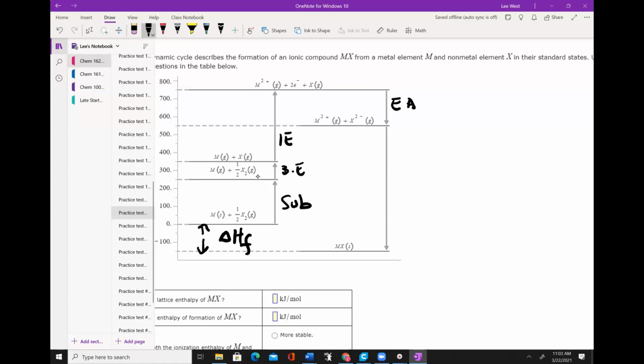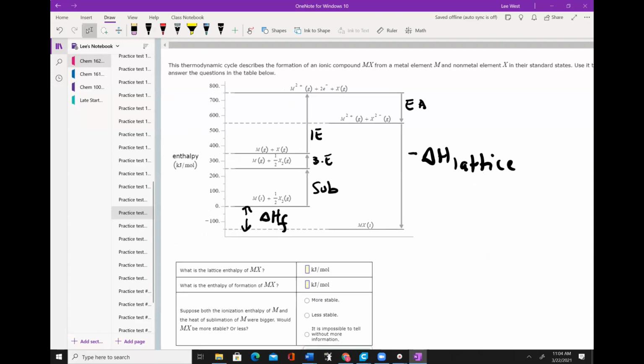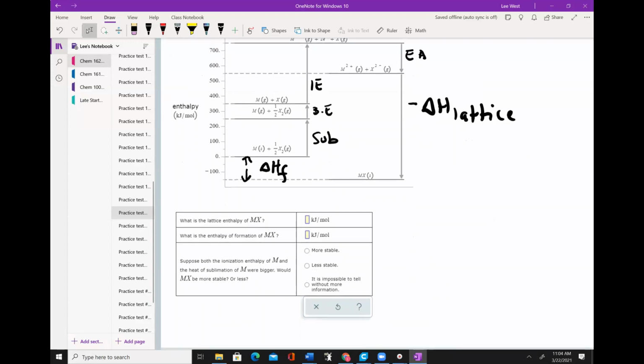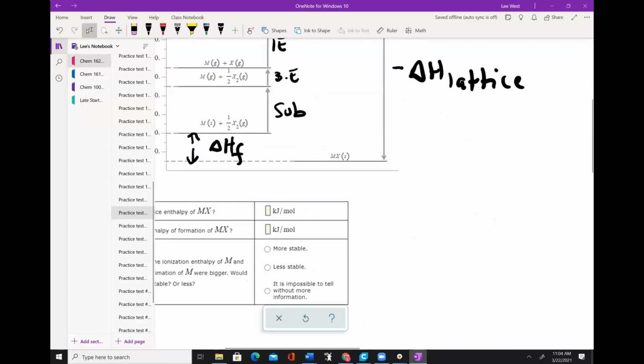And then finally, our cation and anion in the gas phase are going to combine, going to release a whole bunch of energy, and they're going to form the solid ionic compound. The enthalpy change associated with that is the negative of the lattice enthalpy, because the lattice enthalpy is always a positive number, and this step always releases energy.